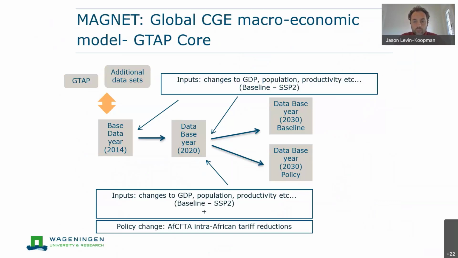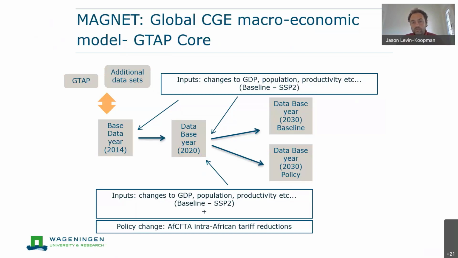Again, how does Magnet work? This is what others have said, but now I'm doing this in pictures, where we start in the top left corner, where we have the GTAP model, and we add additional necessary data sets and modules. And then we run the model several times for several periods. In this case, it is only twice for two different periods, from 2014 to 2020, and then further to 2030. The first time is without any additional policies. So this is the baseline business as usual, without the introduction of the AfCFTA policies.